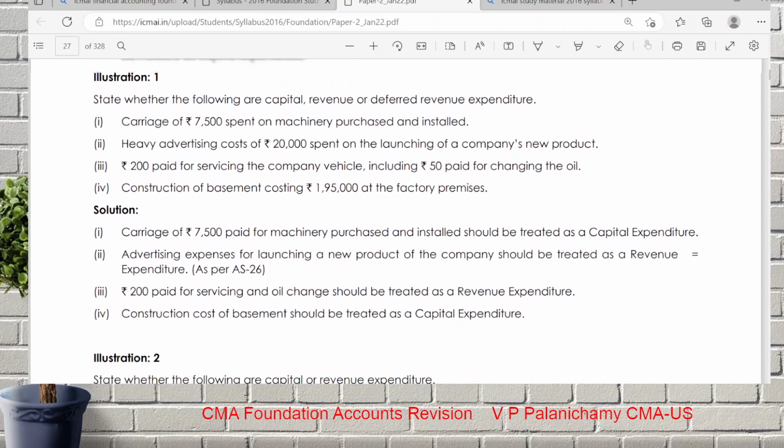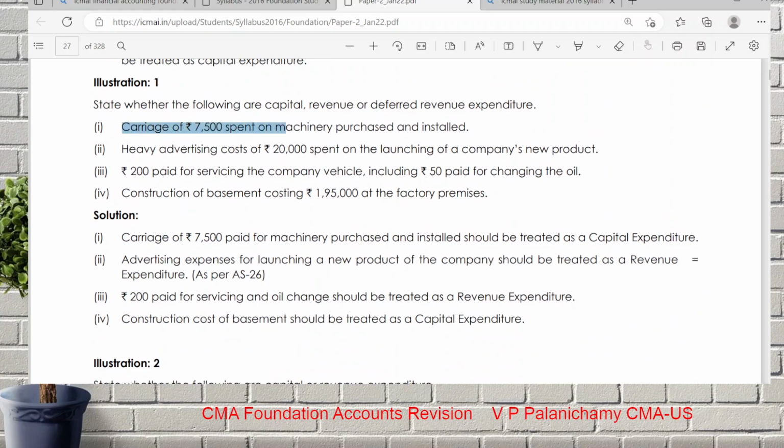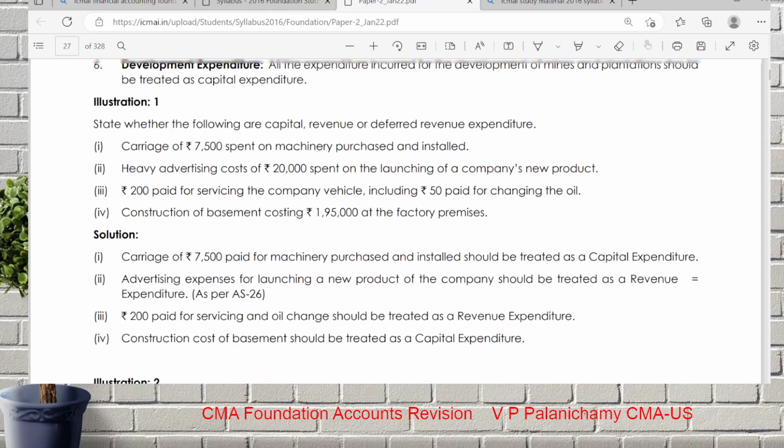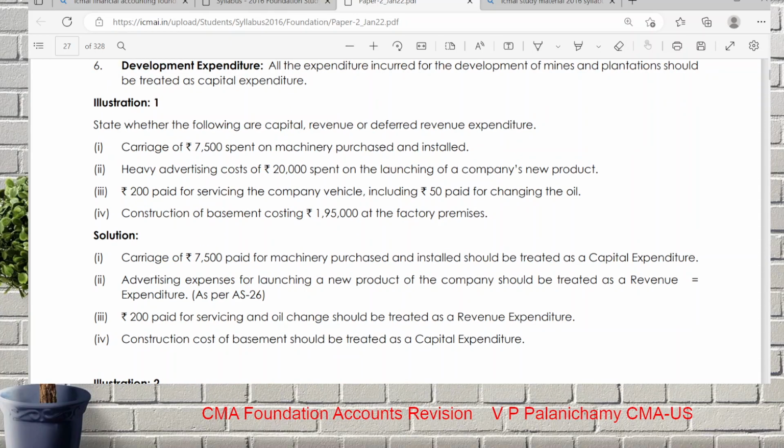Look at this question. Carriage 7,500 spent for machinery purchased and installed. What is it? Capital expenditure. Advertisement incurred for launching a new product. For carriage, do you pay for goods or machines? Machines. Heavy advertisement cost for launching a new product. For launching a new product. Deferred revenue expenditure.